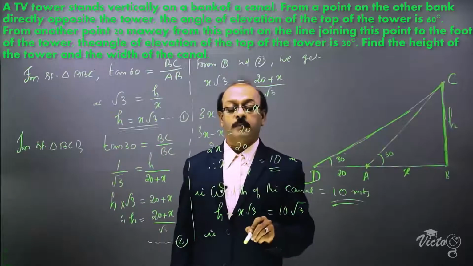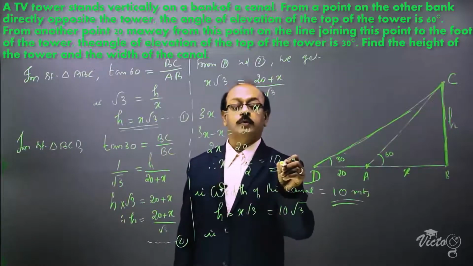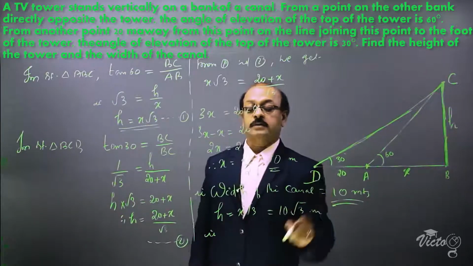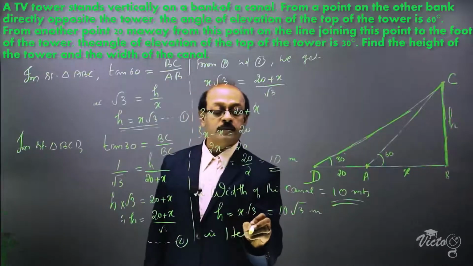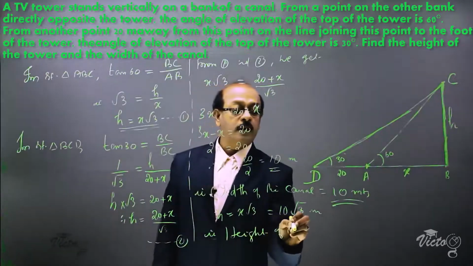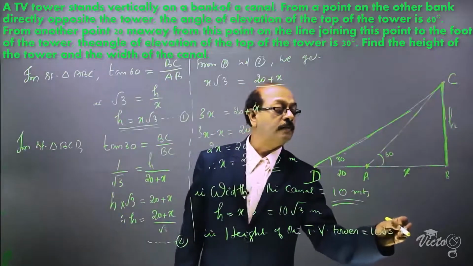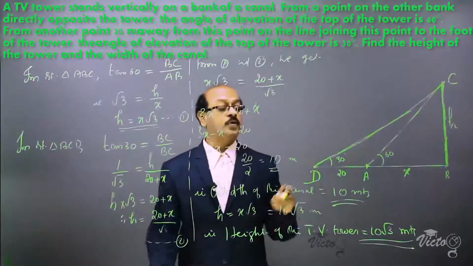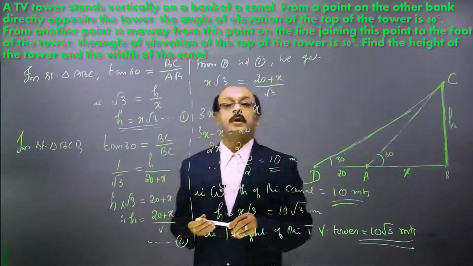Now for the second part, h is equal to x root 3. We put the value 10 instead of x. That means h is equal to x root 3, which is 10 root 3 meters. That is the height of the TV tower. So we obtained answers for the two parts. The height of the TV tower is 10 root 3 meters and the width of the canal is 10 meters.